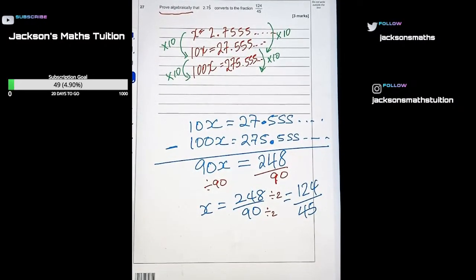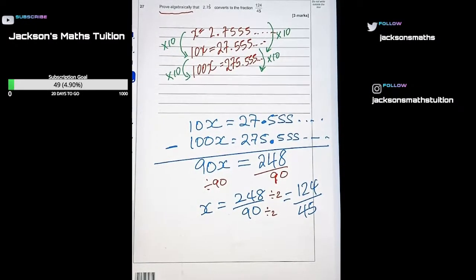Okay, and that's it, guys, for 3 marks. This is how you'd prove algebraically that you get the same thing in the question.